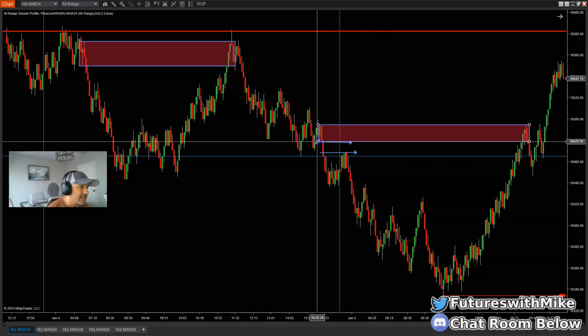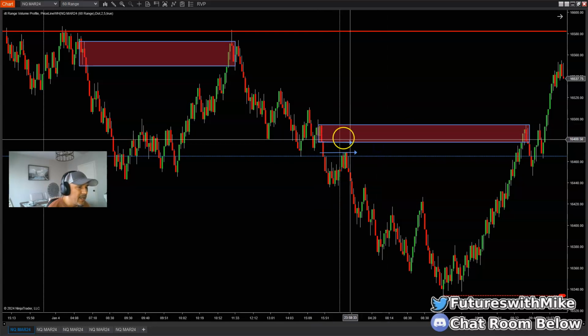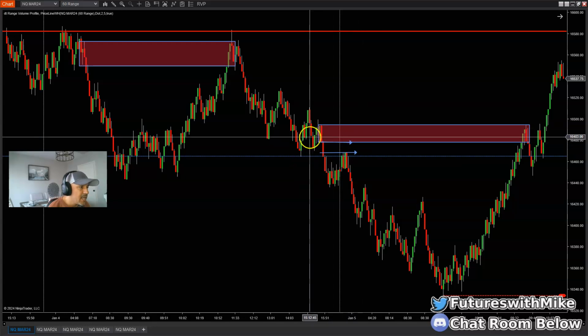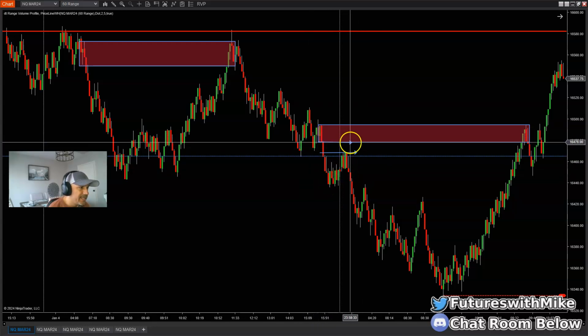Let's draw it out. Make it be clean, so it can be clean. Okay, and that's my supply zone. All right, could the market have come back right here and filled it in and then gotten rejection right here? Sure, it definitely could have.